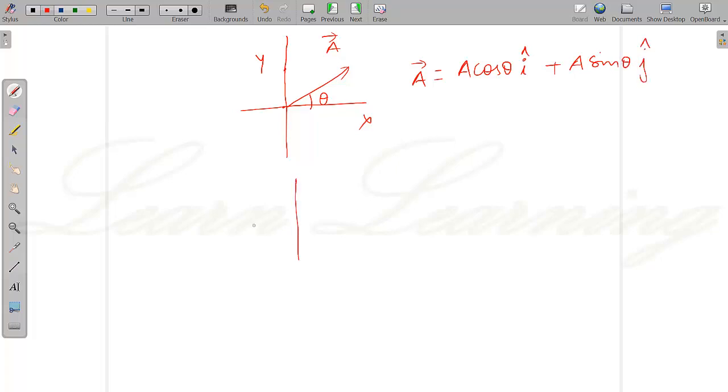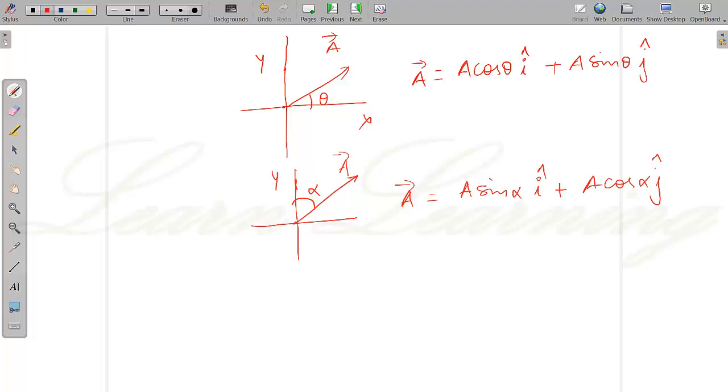Basically, whatever axis it is making an angle with, let's say this vector is making an angle alpha here. So you can write the vector as A cos alpha j cap, or if you want to start with i cap, you can write A sin alpha i cap plus A cos alpha j cap. Basically, whichever axis the angle is with, on that side the component will be A cos of the angle, and on the other side the component will be A sine.